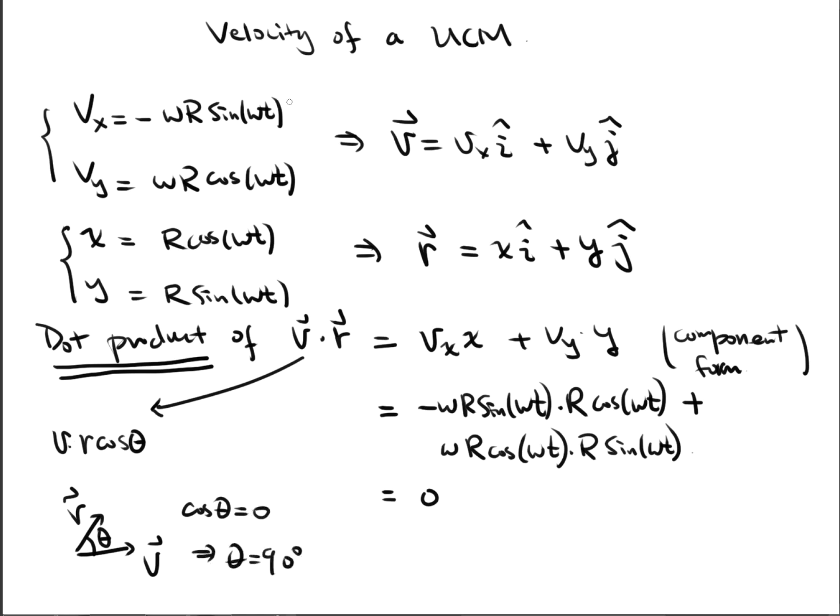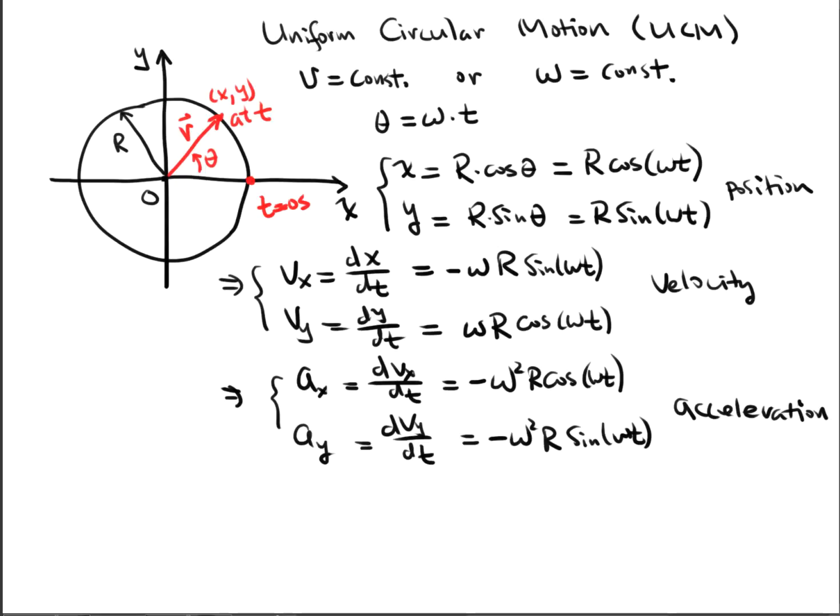That means that the velocity and the position vector are perpendicular to each other. So if I draw these in the picture, I will draw the velocity at this instant pointing this way, since they form a 90-degree angle. So the velocity is along the tangential direction.